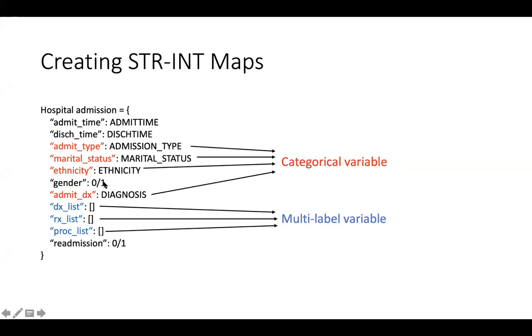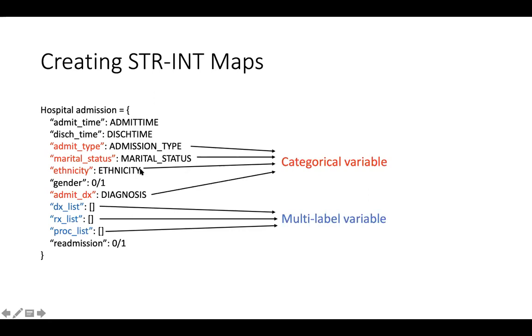Ethnicity, categorical variable. Gender is either 0 or 1, at least in the MIMIC-3 case, so it's a binary value. Admission diagnosis is the reason for being admitted. Like you were shot, or you fell and broke your bone, or you had something acute. So again, this is a categorical variable.